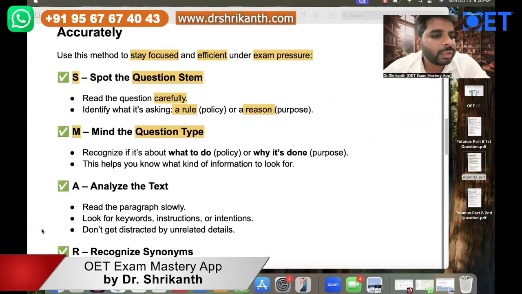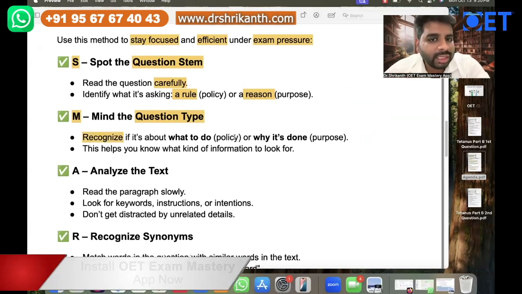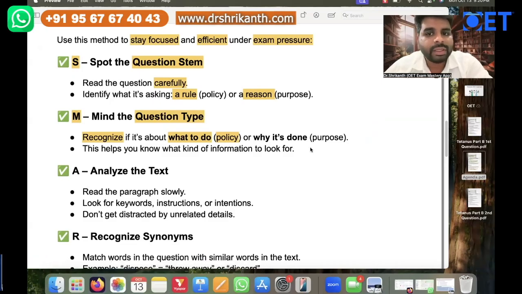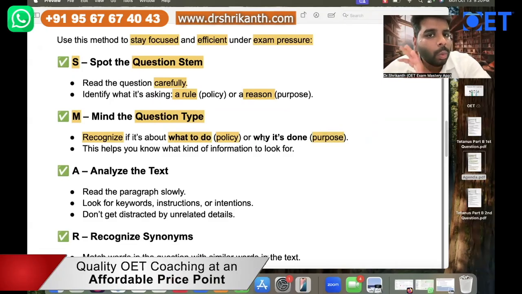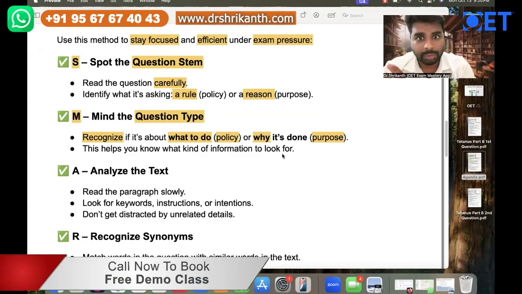So here you first have to identify what type of question you're dealing with. For example, you have to recognize whether it is asking about a policy. Policy means what action is expected, what action medical staff have to obey 100 percent. Or if it is a purpose type question, purpose type means why it is done. So you need to categorize questions like that. Question number 1 is a policy type question. Question number 2 is a purpose based question. Question number 3 is a detail based question. Depending upon the question type, you can bring in the right strategies.